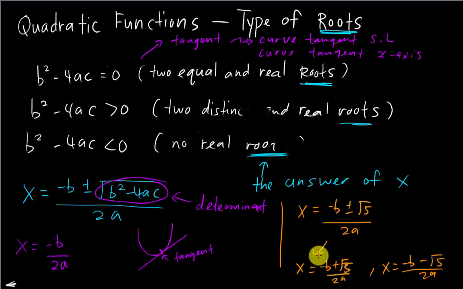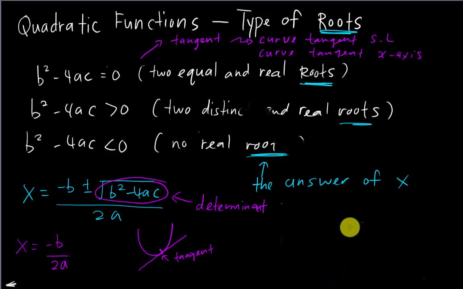Okay, so this is the reason why when b squared minus 4ac is bigger than 0, you have two distinct and real roots. Because if the determinant is any value bigger than 0, you will get two answers. So two answers actually means the curve will touch the straight line at two different points. Okay, just like this. So they will say two distinct roots.